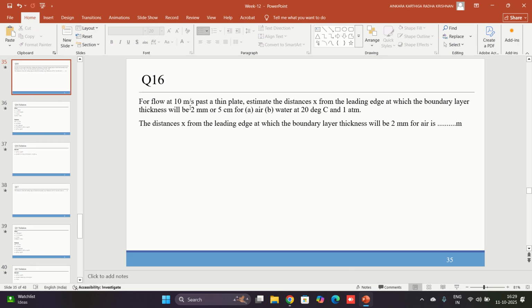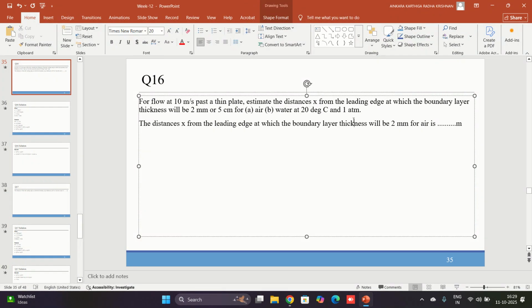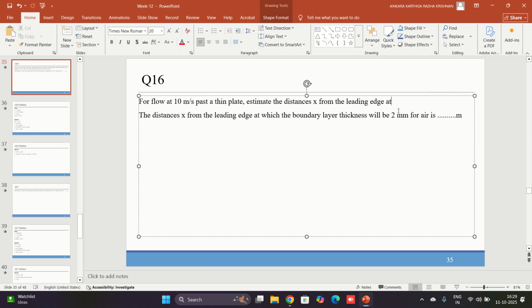For flow at 10 meter per second past a thin plate, estimate the distances x from the leading edge at which the boundary layer thickness will be 2 mm or 5 mm. I'll come back to this question. For air, water at 20 degrees Celsius and 1 atmosphere, at the below conditions. Because in each question the condition is differing, I am just removing it.